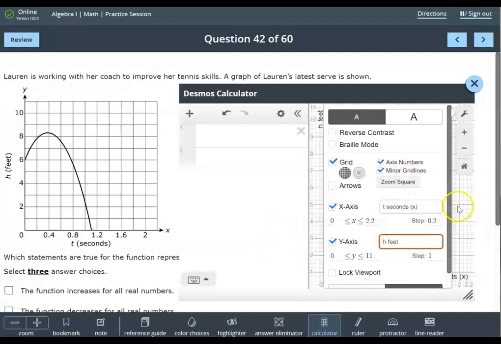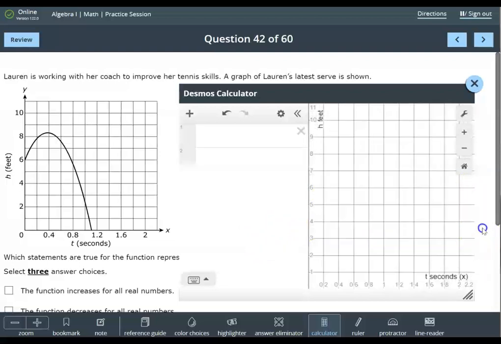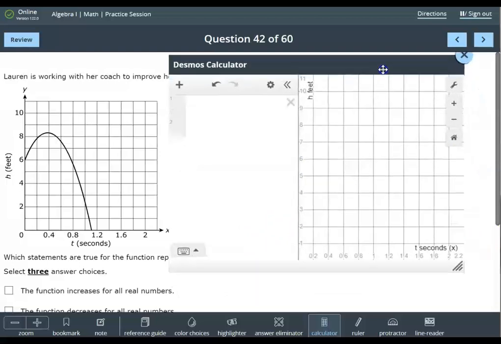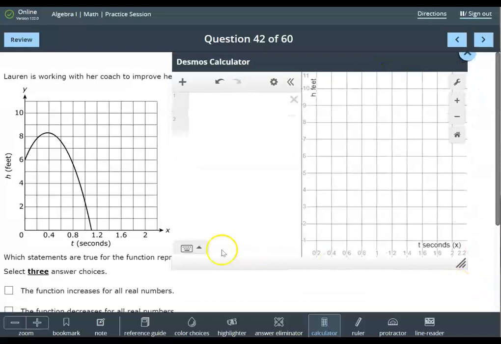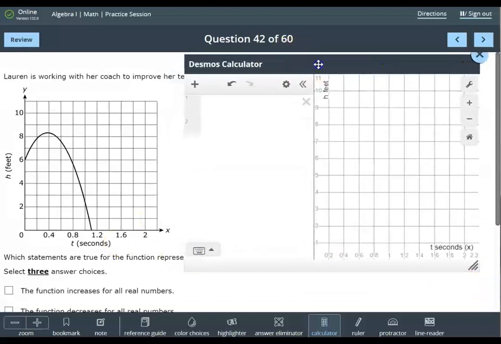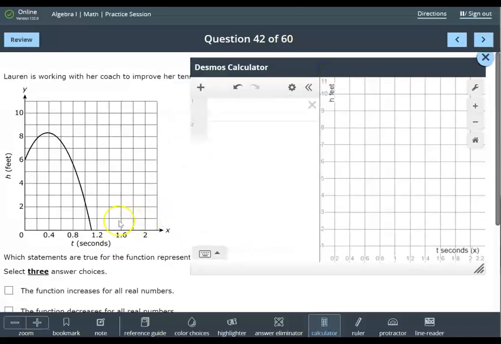Now, if you'll look in the background, you can see all these little tiny grid lines. Click on minor grid lines to take those off. And now look at the graph. It's way more similar to the one that we see here. So the question is, which 3 answer choices fit this scenario?